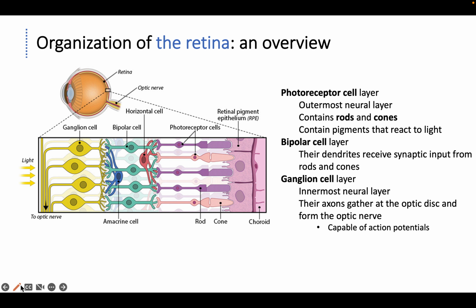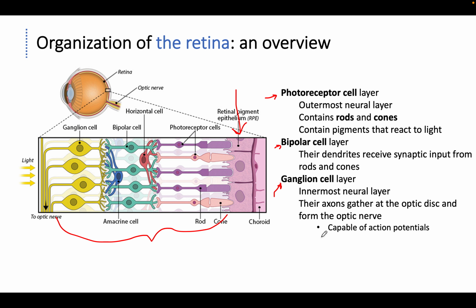So here is our pigmented layer, this layer right here. It contains pigmented epithelial cells that contain melanin and other pigments to gather light. And then this whole section, in this region here, is all of our neural layer. The neural layer is composed of three general types of cells: photoreceptors, bipolar cells, and ganglion cells. First off, to start, the photoreceptors.